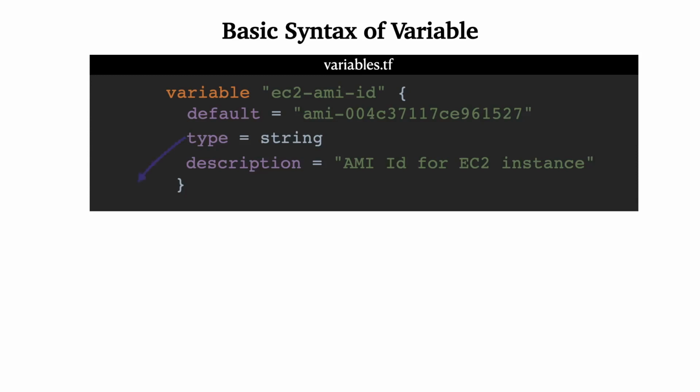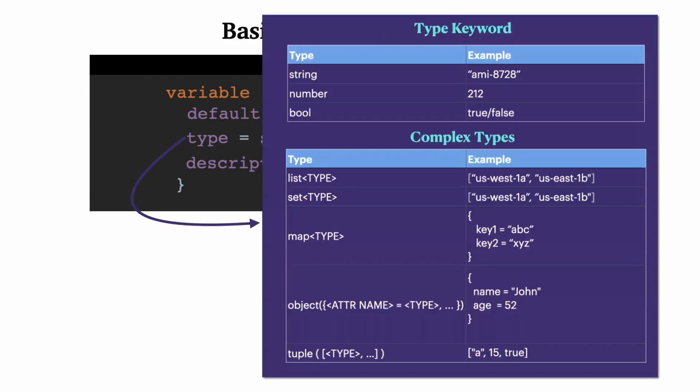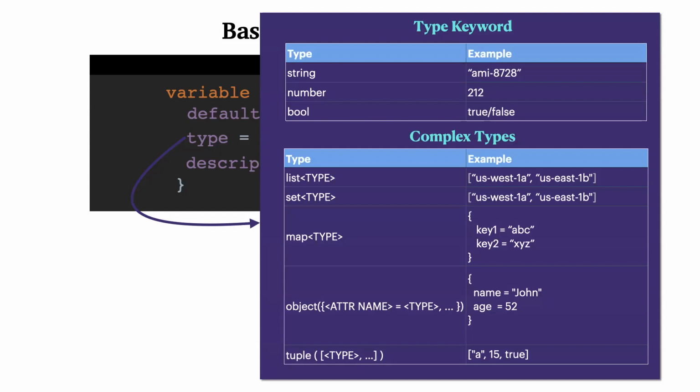There are multiple types of constraints available in Terraform. Supported type keywords are string, number, and boolean. They are also called primitive types. And then these are the complex types. A complex type is a type that groups multiple values into a single value, which are further divided into collection types and structural types. Collection types are for grouping similar values. So these are the collection types, that is list, set, and map.